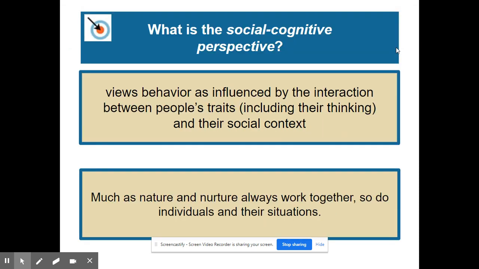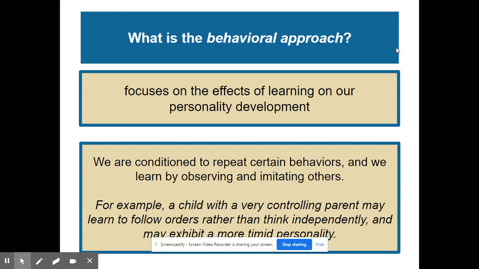All right, so as we take a look at this is the behavioral approach. It focuses on the effects of learning on our personality development. We are conditioned and repeat certain behaviors as we learn to observe and imitate others. And so modeling takes place. You can imagine how that affects our, for example, gender identity as we watch mom and dad and so on.